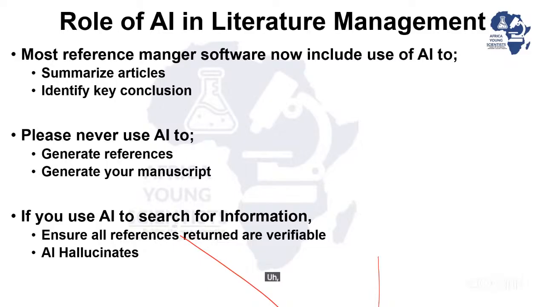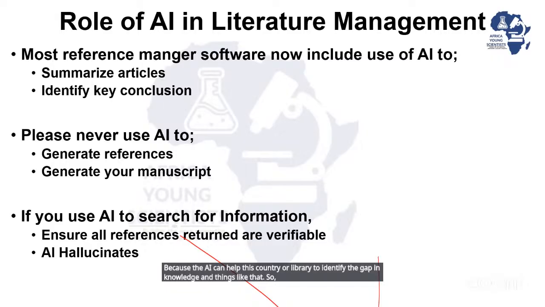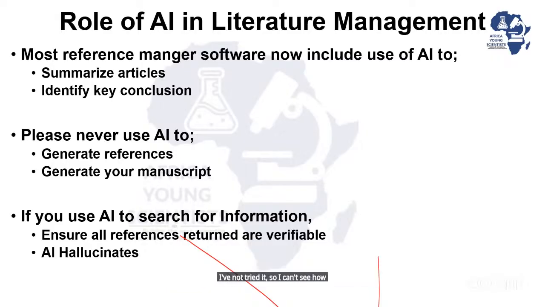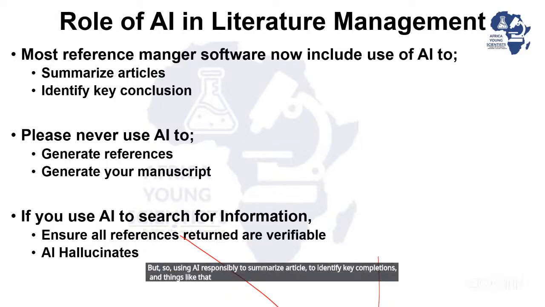The one I saw on Mendeley, which I've not tried, so I don't know how reliable it is, they claim that if you have your library, the AI can help you scan through your library to identify the gap in knowledge and things like that. I can't say how reliable or how confident it is, but that's part of what is being advertised on their website, their AI tools on the Mendeley page. But using AI responsibly to summarize articles, to identify key conclusions and things like that, it's fine.